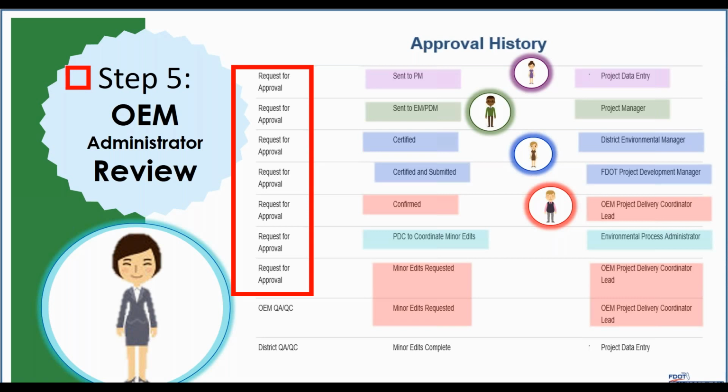So for the sake of this presentation, let's go ahead and say that the edits were minor and the district could get them done within the designated time frame. So the project editor will go ahead in SWEPT, make those revisions, save it, and minor edits will be complete.